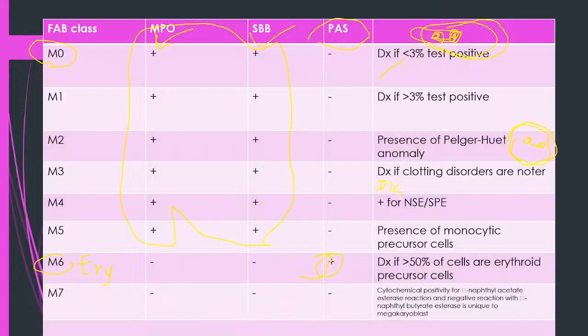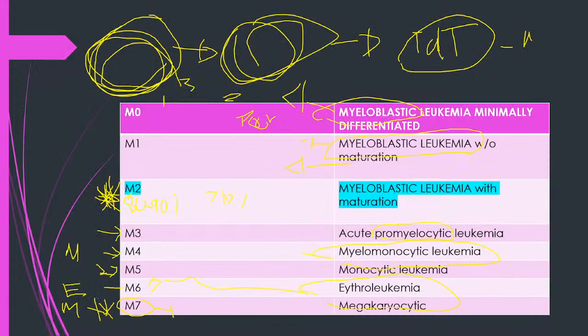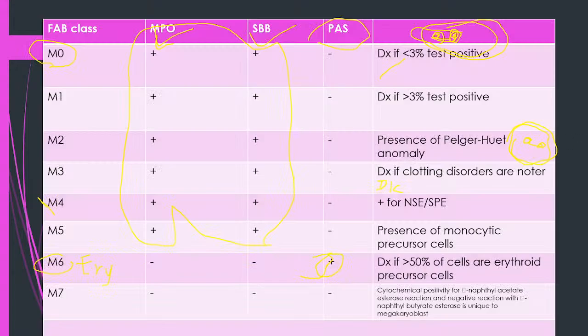What is NSE and SPE? That is non-specific esterase and specific esterase. M4. Please remember the names. M4 is myelomonocytic. M5, promonocytic precursors are present. So it's going to be based on blood smear and bone marrow morphology. And erythroid precursors, M6, you already know that. And M7 will test positive for alpha naphthyl acetate esterase and negative reaction with naphthyl butyrate esterase. Okay?